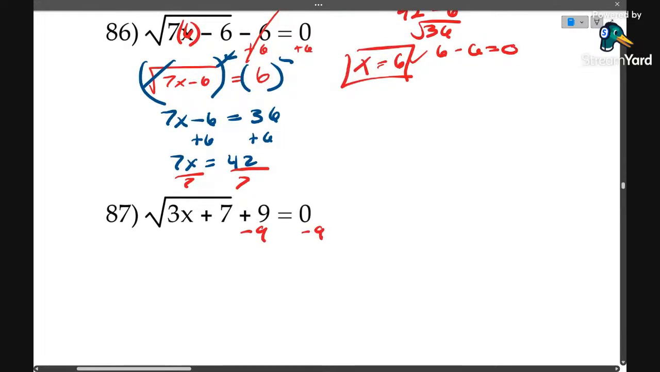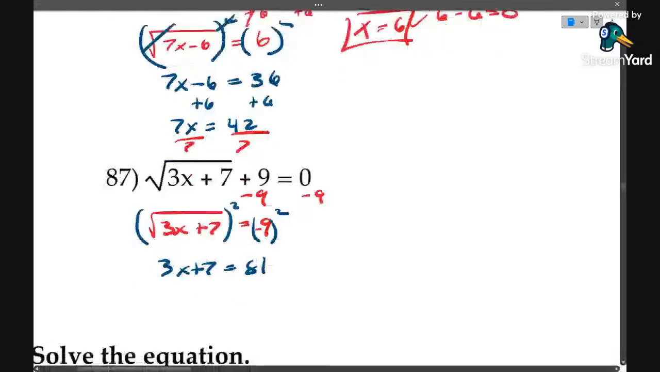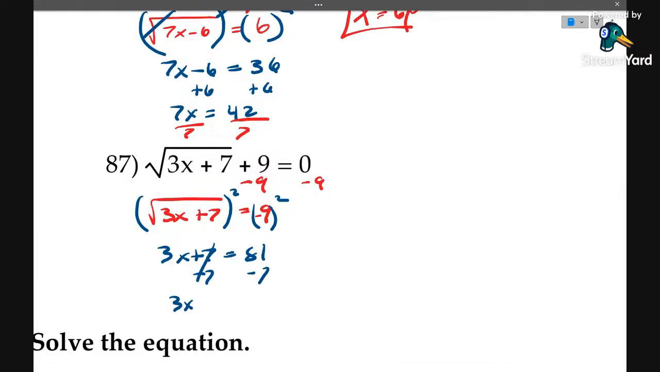Here we subtract 9. We have the square root of 3x plus 7 equals 9, or negative 9. We can square both sides. 3x plus 7 equals 81. We subtract 7 from both sides. 3x equals, what am I looking at? 74. Yeah, 74. Okay. And then we divide both sides by 3.